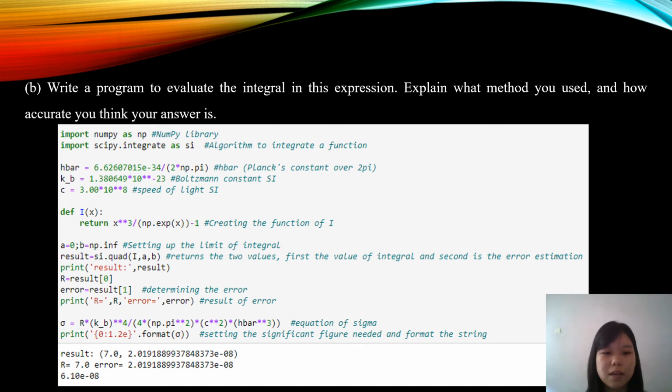So as you can see here, the value of the integral is 7, and the error for the integral is 2.02 times 10 to the power of negative 8. And the value of the Stefan-Boltzmann constant evaluated here is 6.10 times 10 to the power of negative 8.